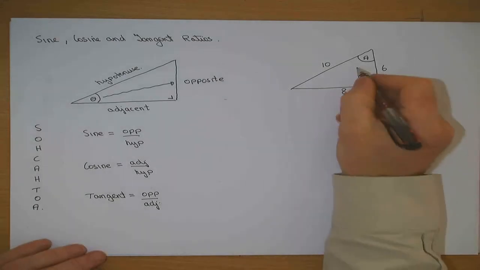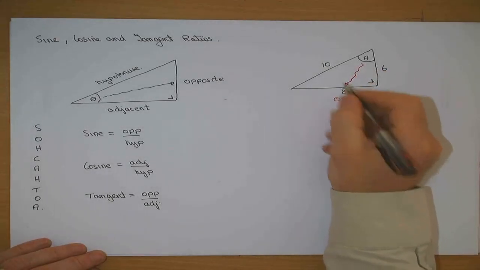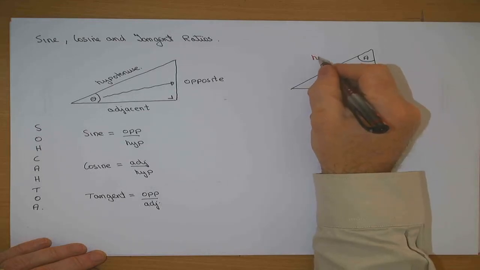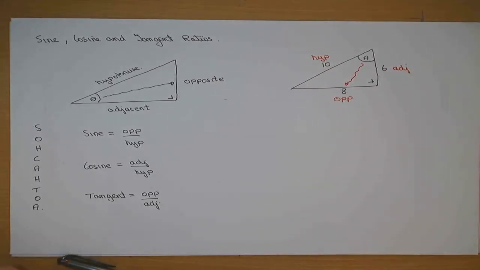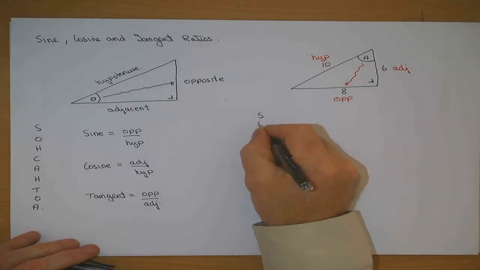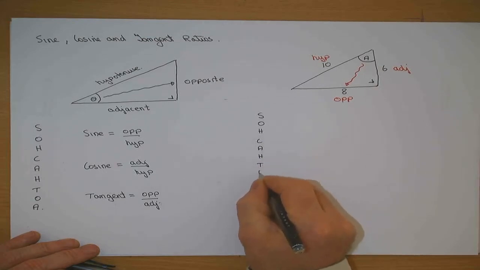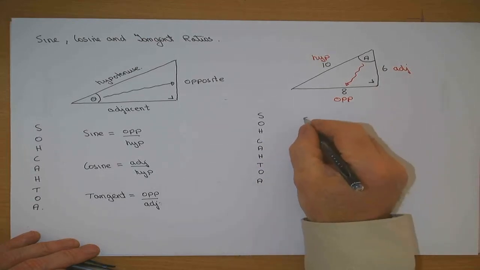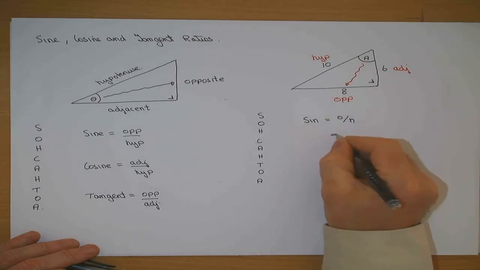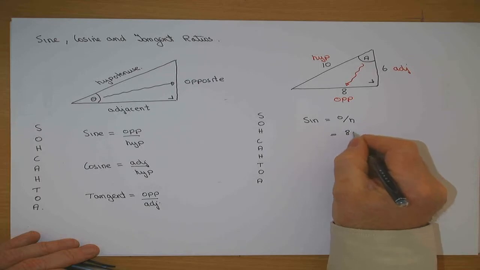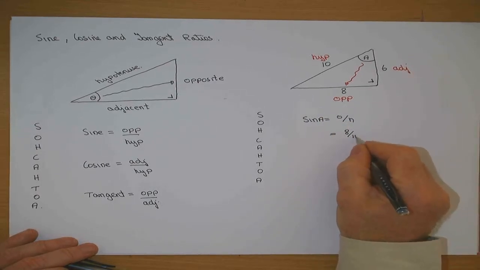If I'm talking about the angle A, what side is that? Yeah. Which side is this? So that leaves this to be the adjacent. And if you write Sohcahtoa down along the side, it would say the sine is equal to the opposite over the hypotenuse. What's the opposite? 8. The sine of the angle A. And what's the hypotenuse? 10.